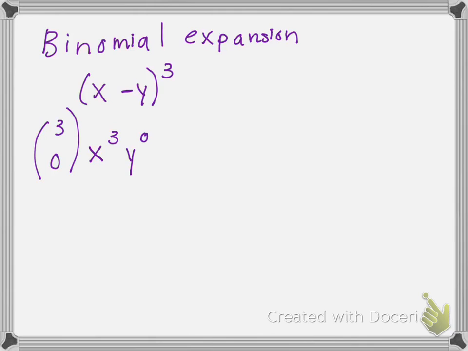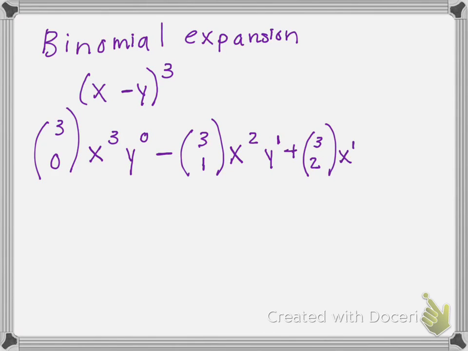And then because there's a minus sign here, you're going to alternate every time. So we're going to put a minus sign here, and now we're going to do 3, 1. And then we're going to do x, and because now it's 3 minus 1, we're going to have x squared, and then because the 1's here, it's going to be y to the 1. And then we're going to put a plus because, again, we're alternating each time. And then we get 3, 2, and 3 minus 2 is 1, so we get x to the 1, and we get y squared because that's the bottom term. And then we're going to get minus because we're still alternating, and we get 3, 3.